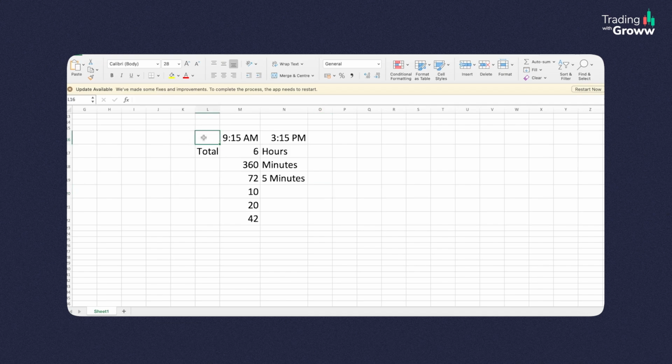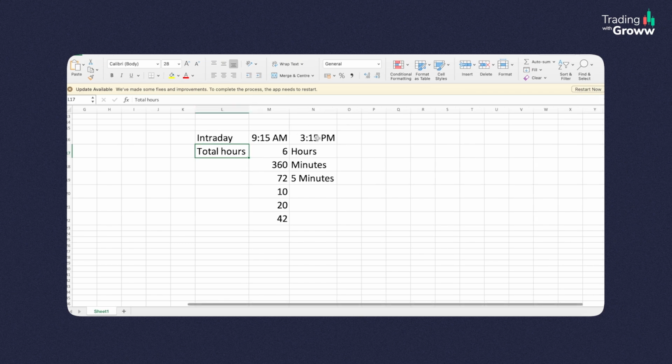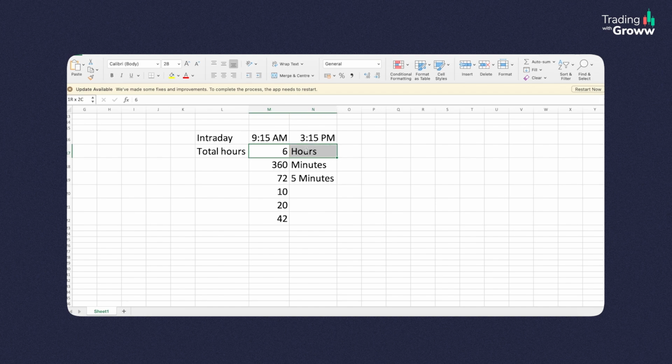With respect to intraday, the overall duration could be between 9:15 and 3:15. Even though the market is open from 9:15 to 3:30, intraday positions cannot be kept open till market closing, so 9:15 to 3:15 is the ideal time. The overall trading hours are approximately 6 hours, which is 360 minutes.